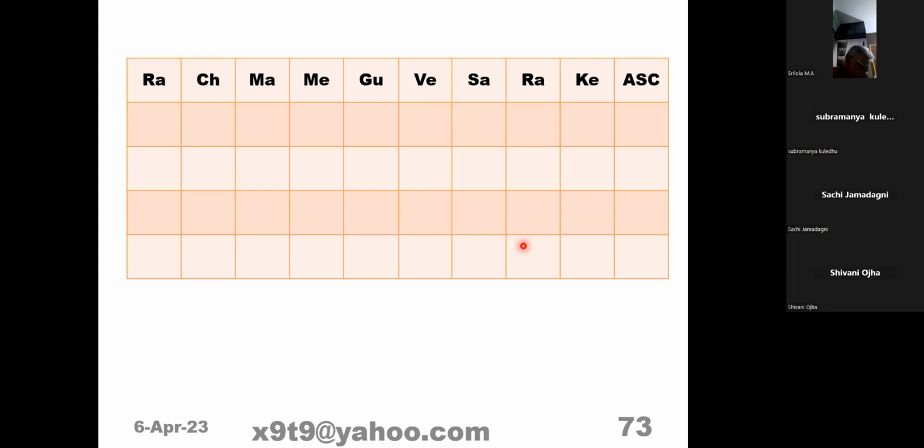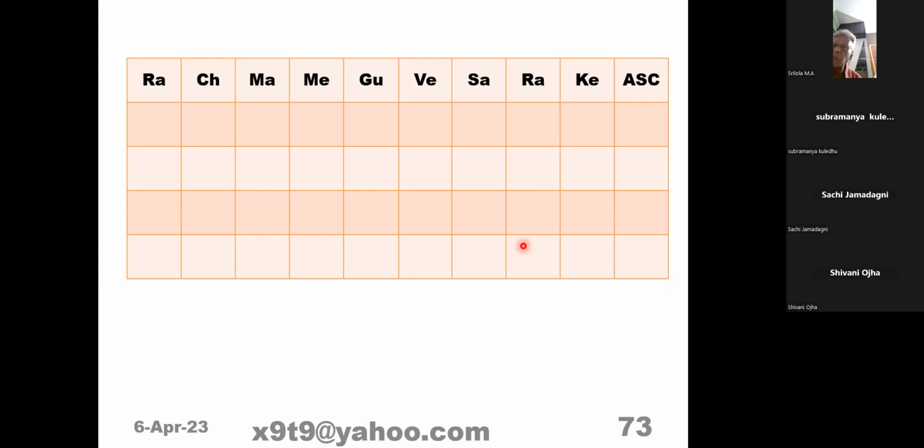So looking at it, the first line is a fixed position. Start from Ravi, Chandra, Mangala, Buddha, Guru, Shukra, Shani, Rahu, Ketu, Lagna. You can write that. This table you make it in our book. So you will have 10 vertical columns and horizontal maybe you can keep 5. First one you write Rashi. This is planets. Planets you write in the top one.